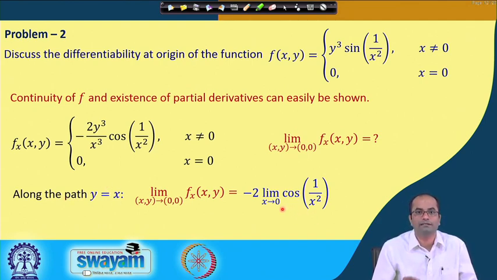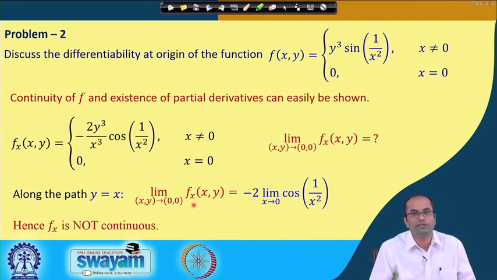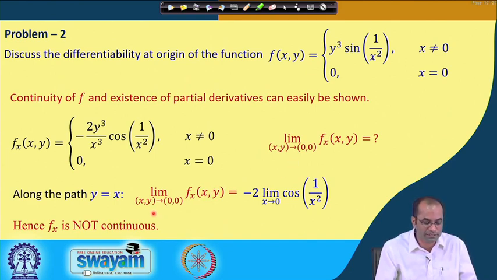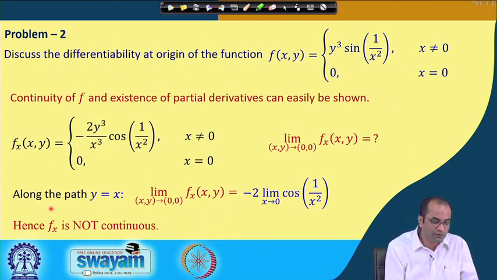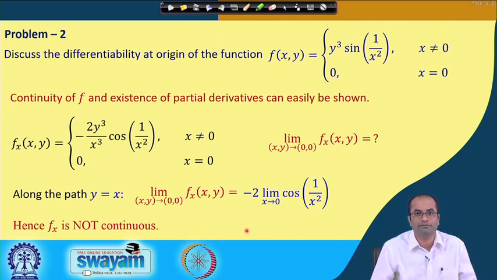So, we can say that the limit of f_x as (x, y) goes to (0, 0) does not exist, and hence f_x is not a continuous function in this case. So, it does not help us to prove the differentiability of this function at this point. What we can do is further test the continuity of the other partial derivative, the partial derivative of f with respect to y, and if that comes out to be continuous, again we can claim differentiability based on the sufficient condition, because we need the continuity of one of the partial derivatives to claim that the function is differentiable.